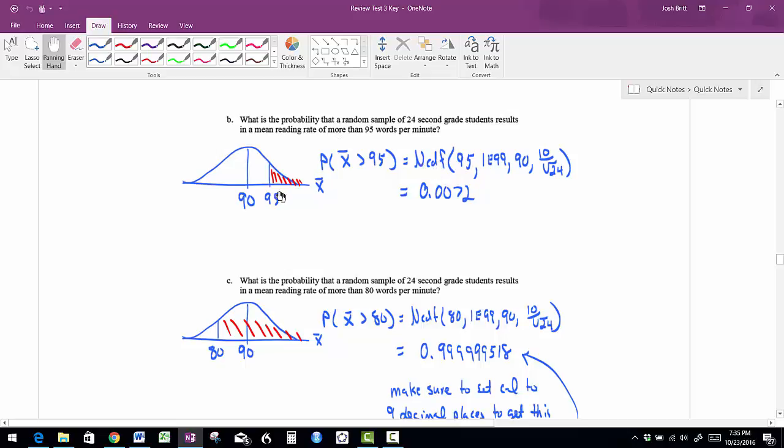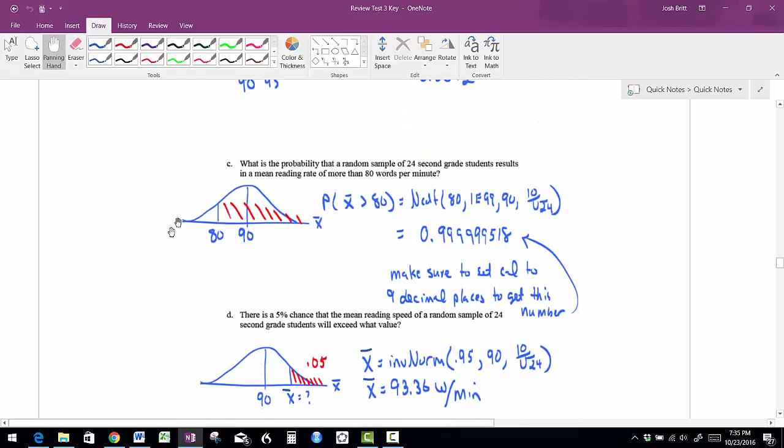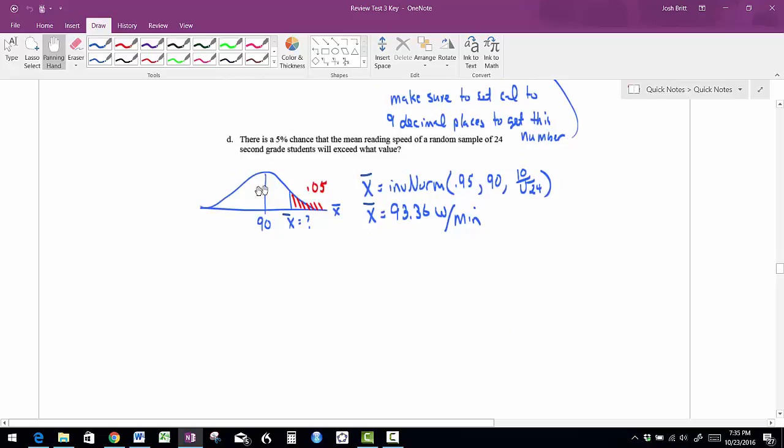So more than 95. 95's here, more than. Alright, again, the probability question about the mean of a random sample, more than 80. Boom. Alright, so 5% chance the mean of the random sample will exceed what value, right? So 5% chance it'll exceed means a 95% chance it'll be less than. That's the area to the left. I get 93.36.